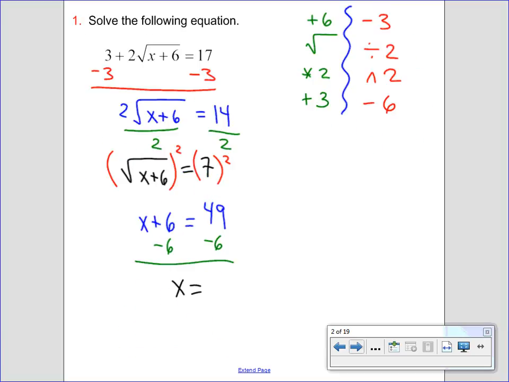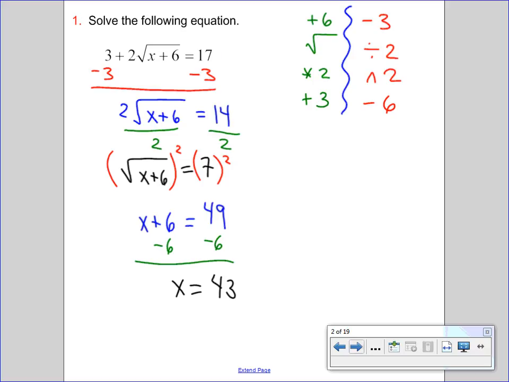And I'm left with x equals 43. Before I box that, I want to do a quick check. So I'm going to take that potential solution value for x, go into the original, and I'll even follow my green forward steps and make sure it makes a true statement. If it does, I'm confident it's a solution to my original equation.